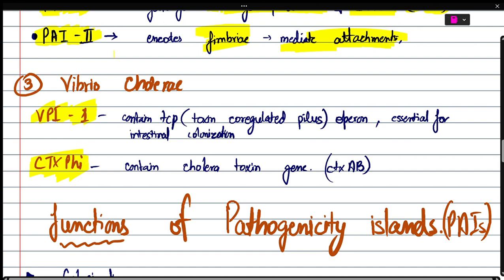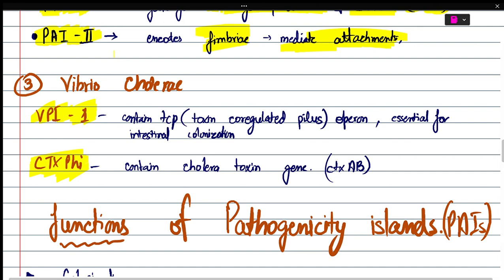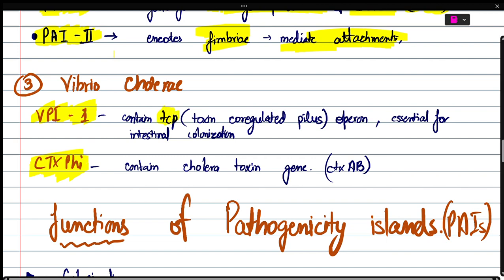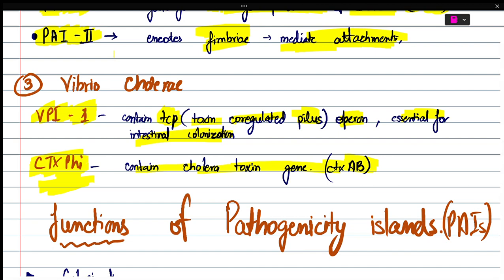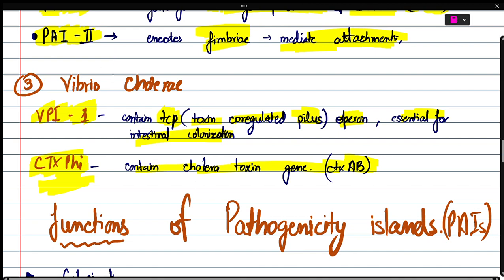In VPI1, which is the Vibrio pathogenicity island, please remember this, it contains TCP, which is toxin coregulated pilus. This is a kind of operon which is essential for intestinal colonization. And similarly, you will have CTX-PHI, which contains cholera toxin genes. Yes, you are right, folks. Cholera toxin is not found in each and every Vibrio cholerae, but in some pathogenic strains.